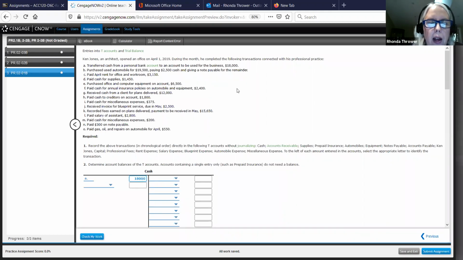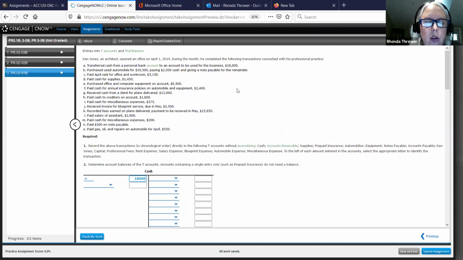So anytime you increase cash, you record it on the debit side. The debit side will increase the cash, which is an asset. All assets increase on the left side. That's the side of their increase. So right now, I have cash in my business of $18,000.